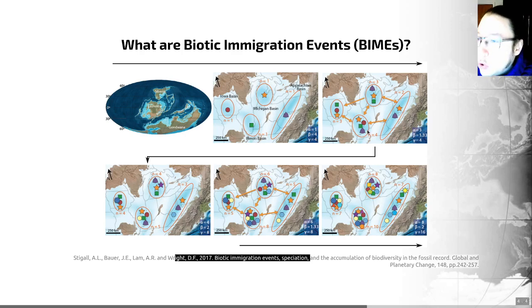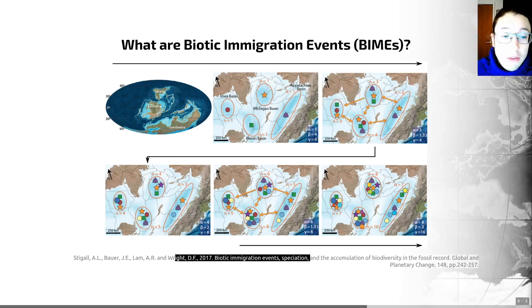You can see by joining up these different basins, we have made some changes to the diversity within and between these, but not as a whole for this entire region, where we've still only got four species. So that's shown on the top right here. And that may happen, for example, thanks to a change in sea level, allowing dispersal amongst these basins, and thus creating one of these biotic immigration events.